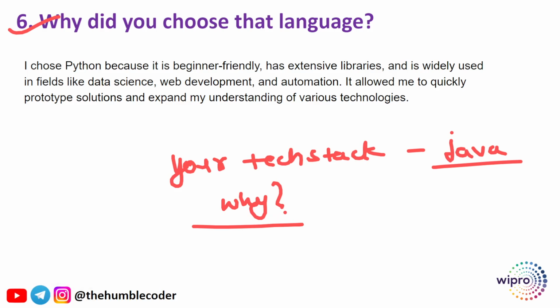So the candidates get stressed. He's asking why, and now I don't know, I will be caught that this guy does not know this language. So don't worry. Whatever language you are telling, just tell some benefits or advantages of it. So how can you answer in this way?